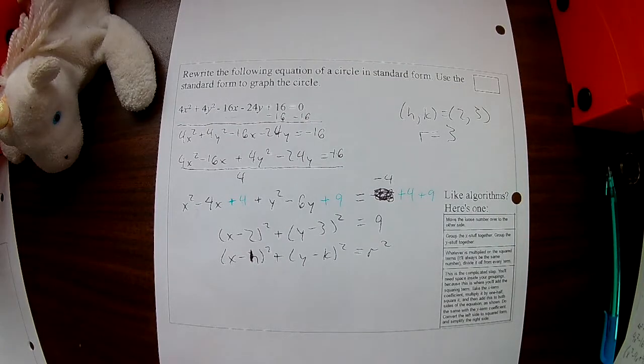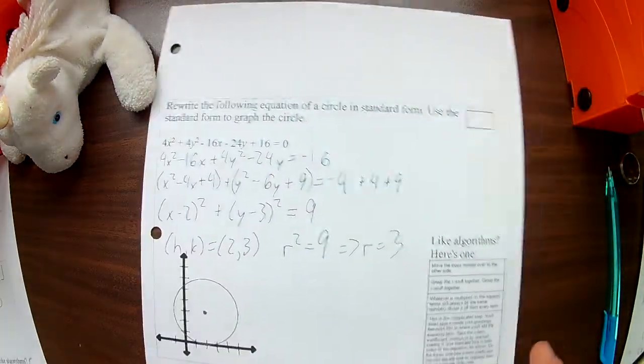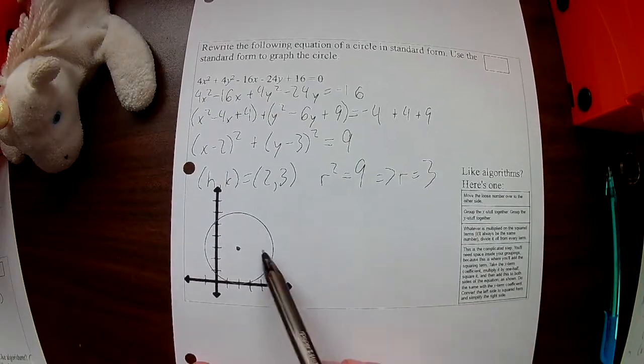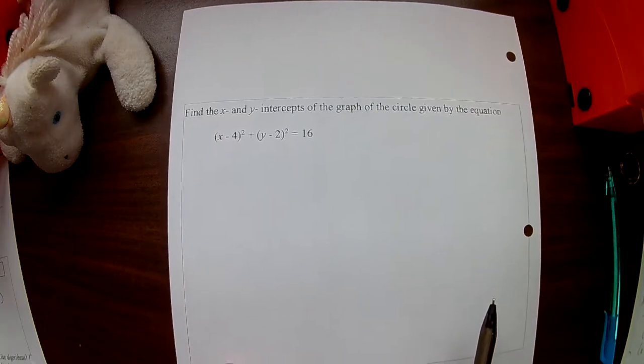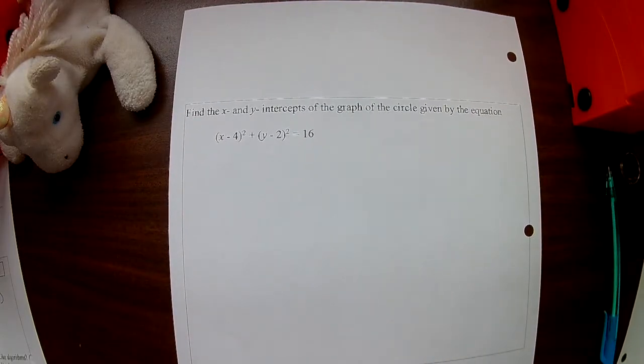I've given points to people who have drawn squares there before, as long as those major points were identified. So, yeah, there we go. Find the x and the y-intercept. Man, this looks hard.